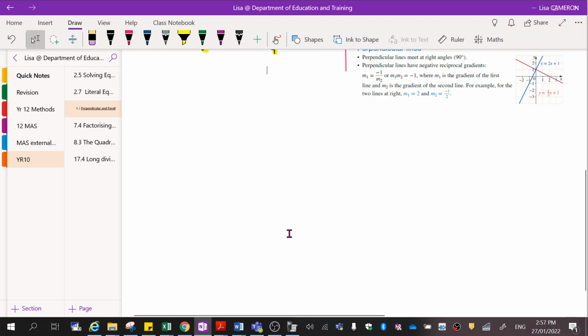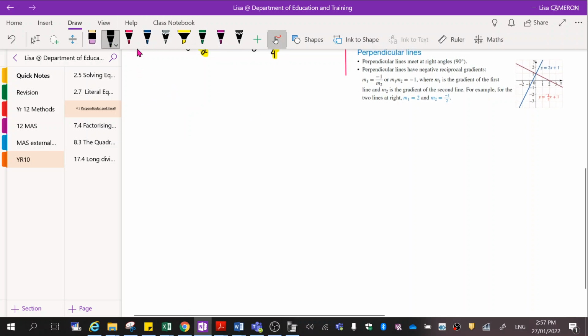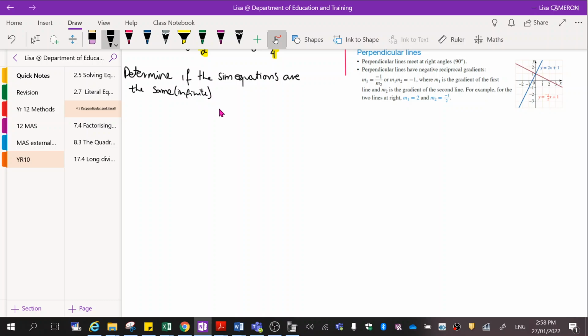Let's say that we want to determine if the simultaneous equations are the same, which is infinite solutions, parallel, no solution, or perpendicular, which would be one solution, but a funny gradient.